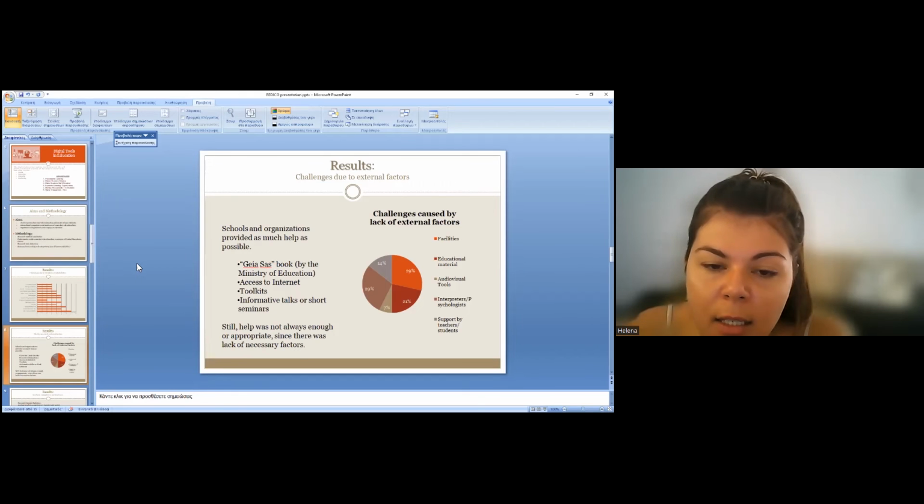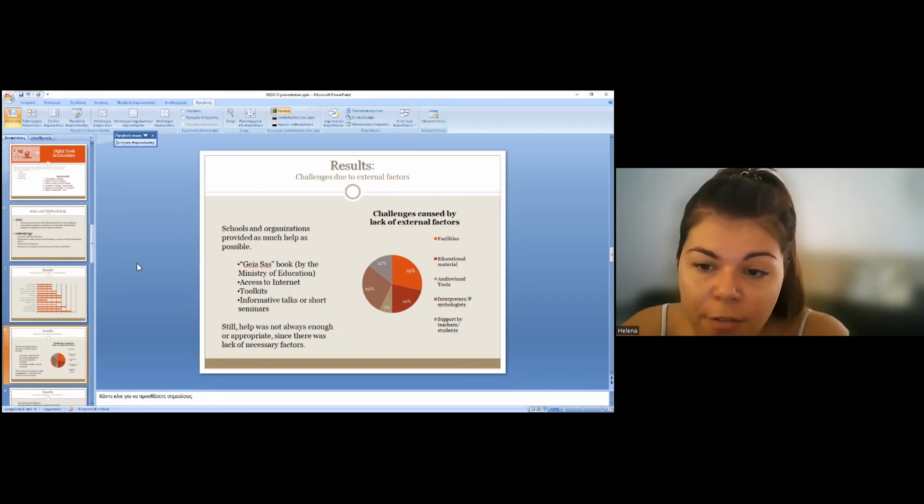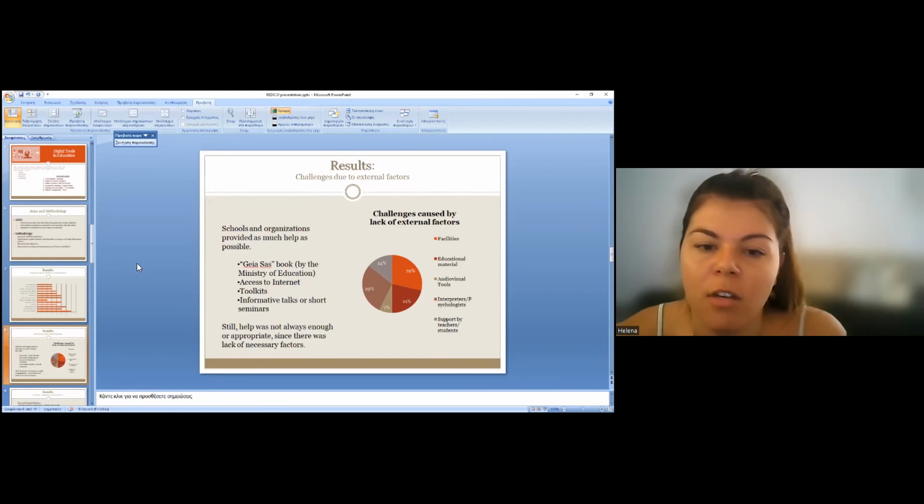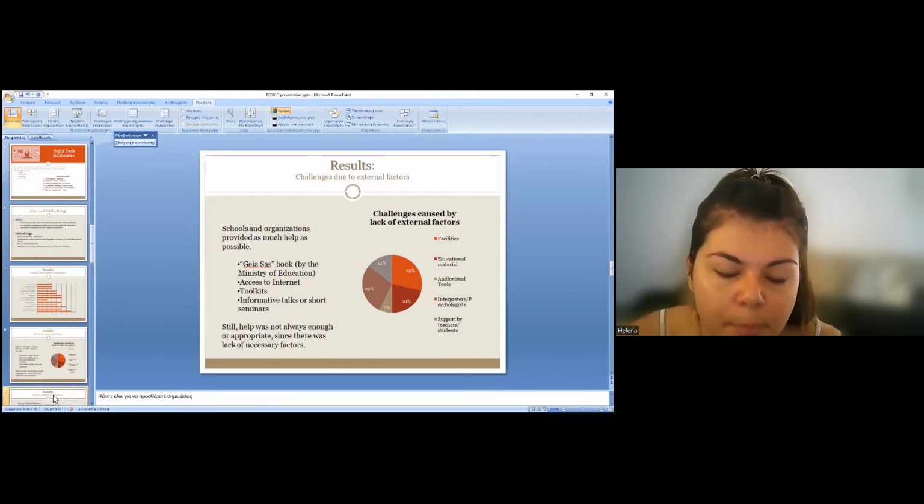They all had, and that's something really insightful, they almost all had access to the internet. They did have audiovisual tools, only 7% had a lack of this external factor. This means that since audiovisual tools are provided to some extent, probably this is a tool that can be used in teaching. We're going to talk about this in a few moments.